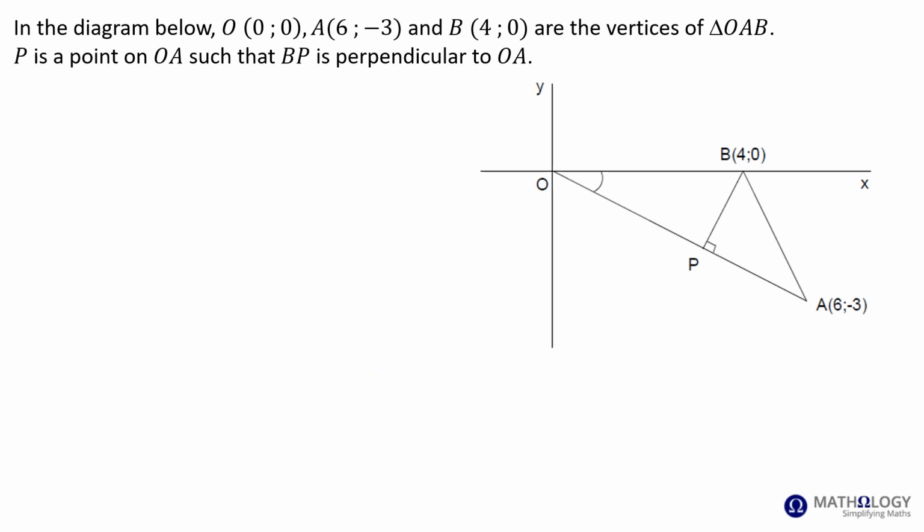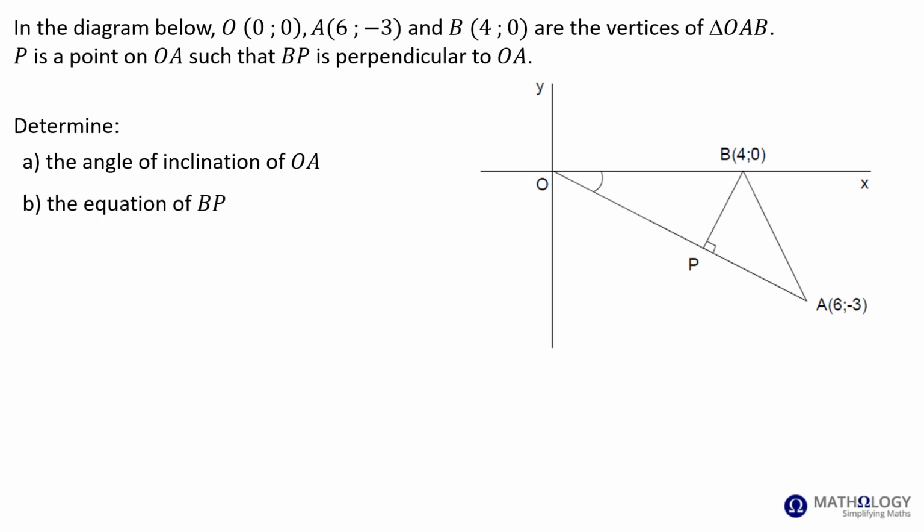In the diagram below, O (0, 0), A (6, -3), and B (4, 0) are the vertices of triangle OAB. P is a point on OA, such that BP is perpendicular to OA. Determine the angle of inclination of OA, the equation of BP, and the coordinates of P.